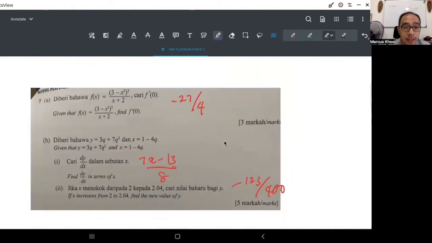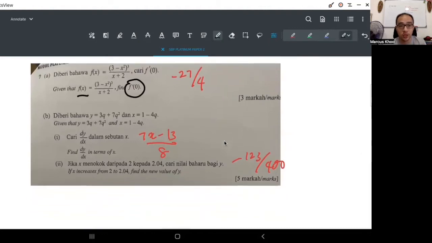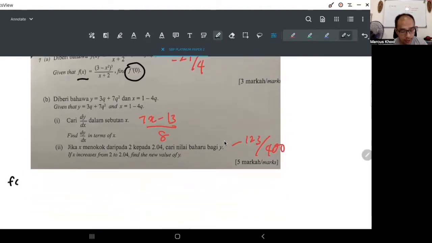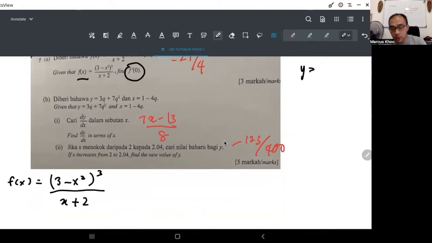Okay, question number 7. This is probably going to be the longest question in this paper today. Given that f(x) equals this one, find f prime 0. F prime 0 is differentiation, not function. So we start with the function first. f(x) equals (3 minus x squared) to the power of 3 over x plus 2. This is a case of y equals u over v, then dy/dx is (v du/dx minus u dv/dx) over v squared.